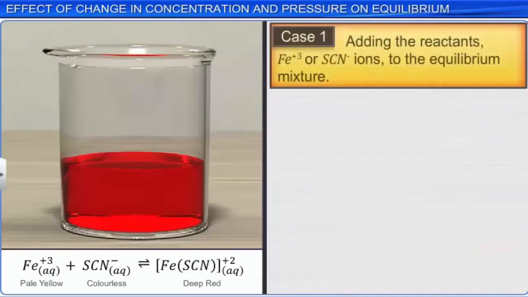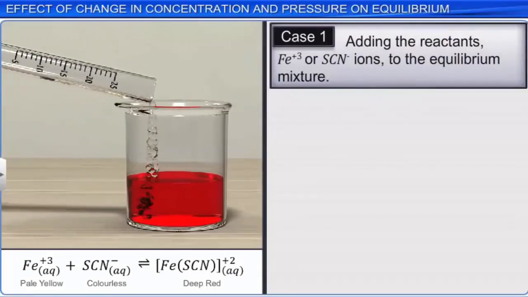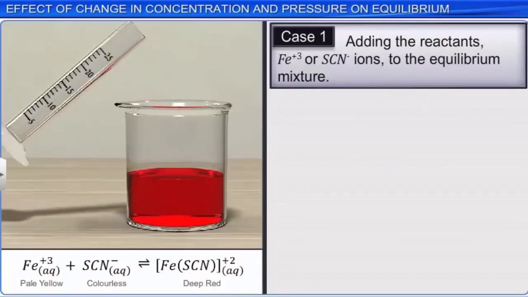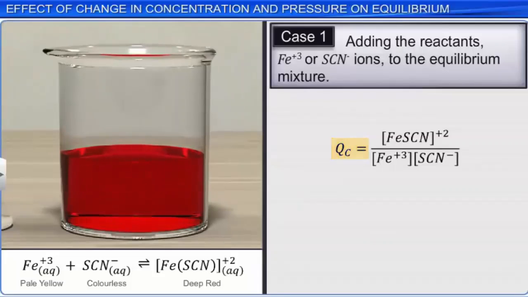Case 1. Adding the reactants Fe³⁺ or SCN⁻ ions to the equilibrium mixture. Suppose you add a few ml of a solution containing soluble Fe³⁺ or SCN⁻ ions to the equilibrium mixture. You can see that the color of the solution becomes darker. The reaction quotient at this stage of the reaction is given by Qc is equal to the concentration of FeSCN²⁺ divided by the product of the concentrations of Fe³⁺ and SCN⁻ ions.